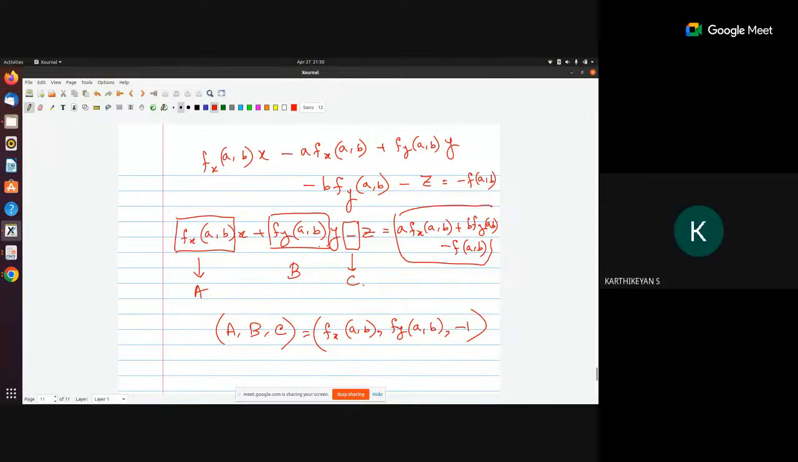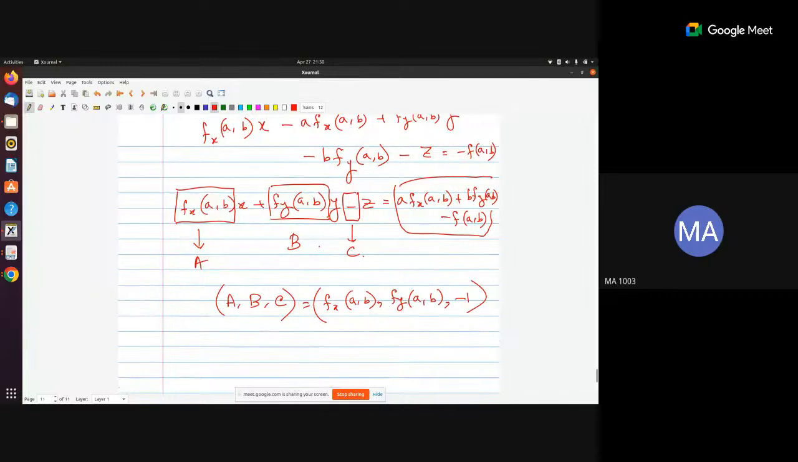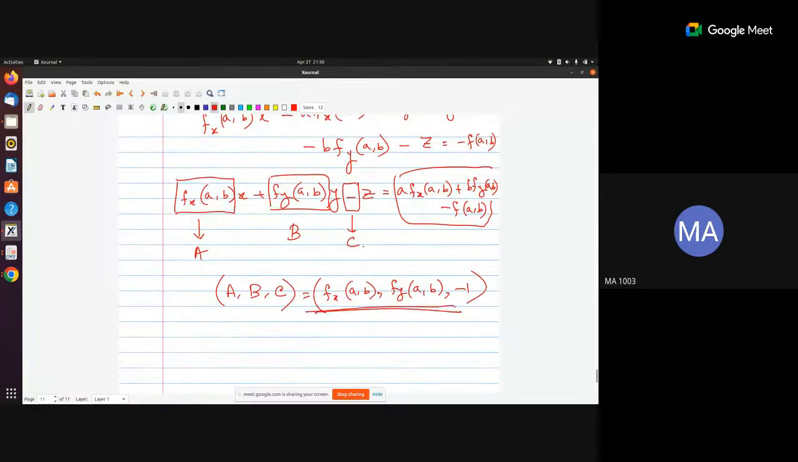Yes. Yeah, but having it as a coordinate, I understand. I wanted to show you a vector, right? What vector is this? This is nothing but the gradient vector, right? This part, fx(a, b), fy(a, b), is the gradient vector. Yes. This is our grad of this, right? This is our gradient vector.